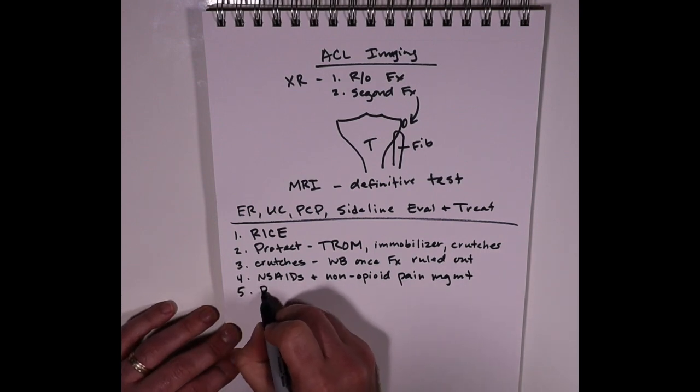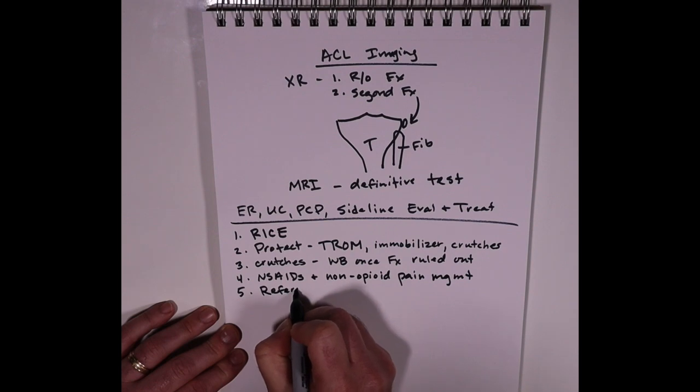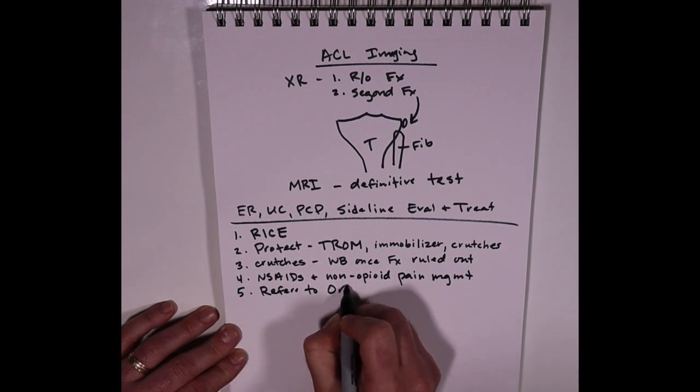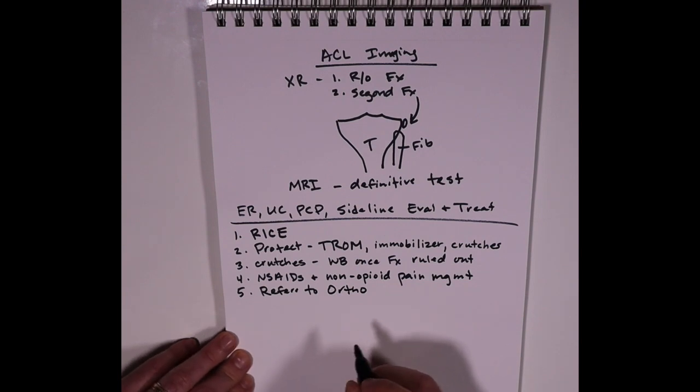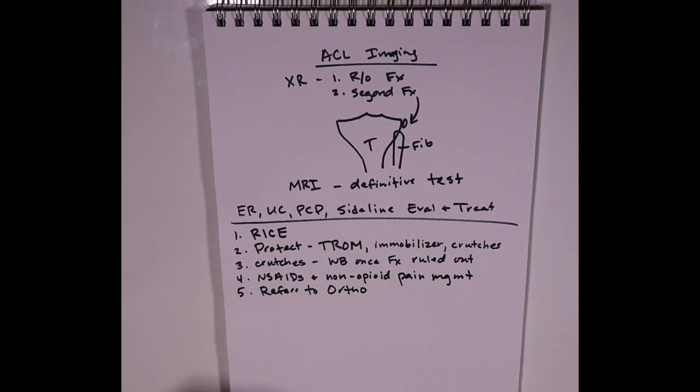And finally, referral to ortho. And referral to ortho can be done with or without the MRI. If you have the capabilities of getting the MRI beforehand, that's great. It speeds up the treatment plan. But if you don't have access to MRI, if you're working in an ER urgent care setting, then it's certainly reasonable to send them out without the MRI. But if you are in a PCP, primary care setting, and you want to get that MRI, it's certainly appropriate.